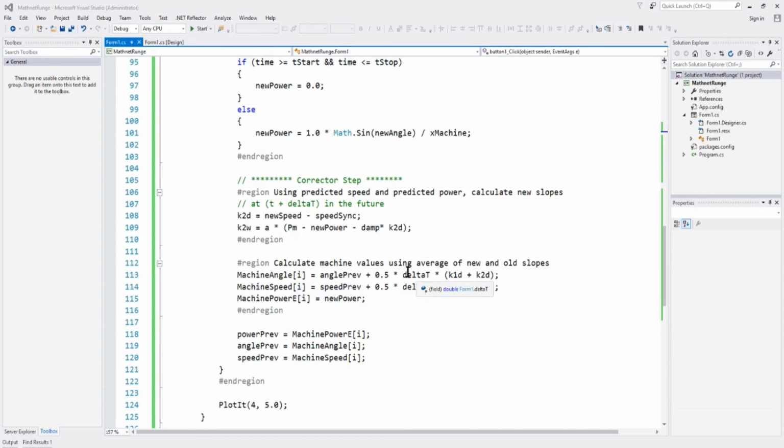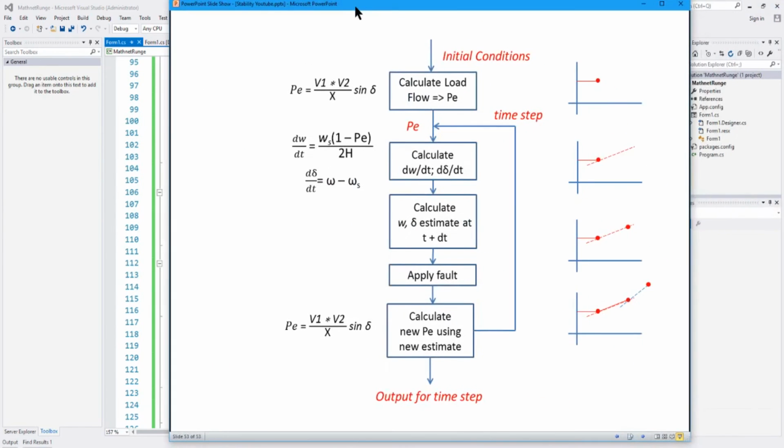So all we're doing is taking those two slopes, dividing by 2, this 0.5, taking the average of those slopes, and multiplying times delta t to get a new value, in this case of angle, and we add that to the old angle, and here's our final estimate of angle. Same thing for the speed. We take the average of the slopes times delta t, add that to the previous speed, and we get a new speed. So at this point, for that iteration, we have come up with a new value of angle and speed, and our power is just whatever this new power is that we calculated up here. So now we have a new estimate at this time step, and we can move on to the next time step and do it over again.